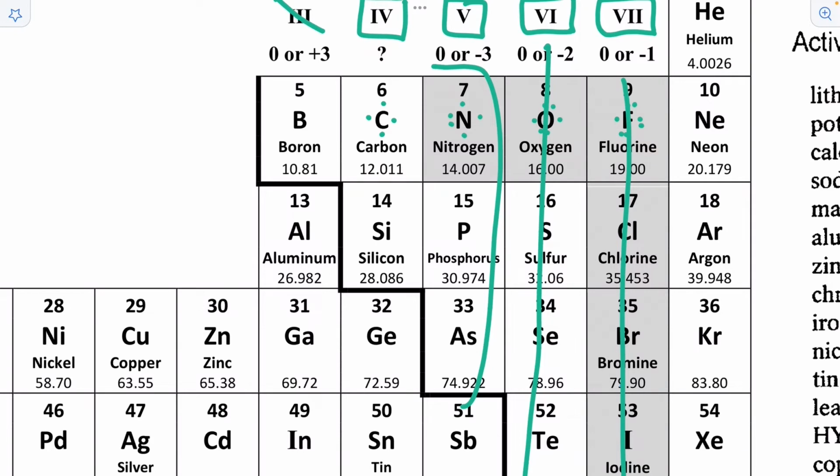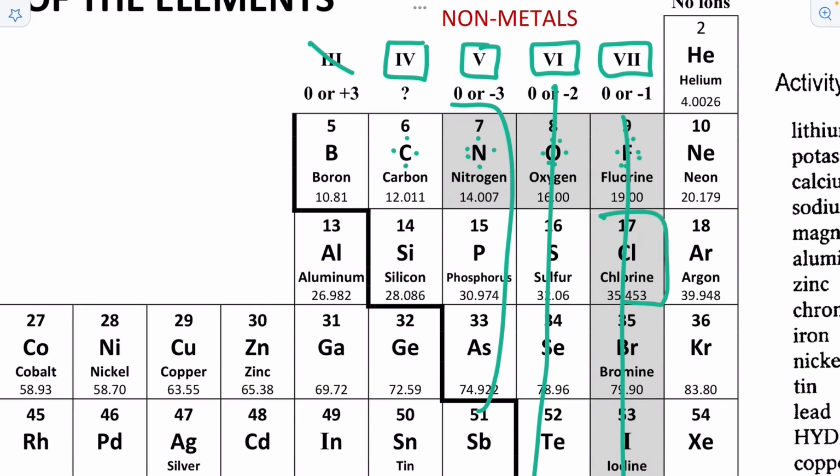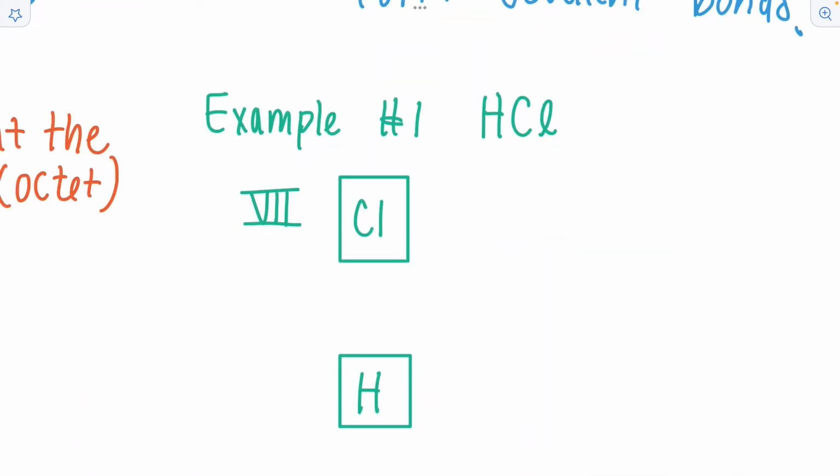You might start to see the genius of the organization of the periodic table. We are interested in chlorine, which is 7, and we know hydrogen is 1. So now we have to draw them.